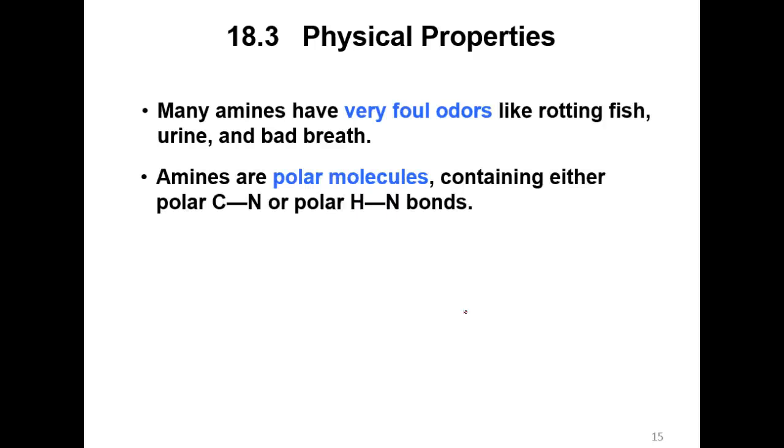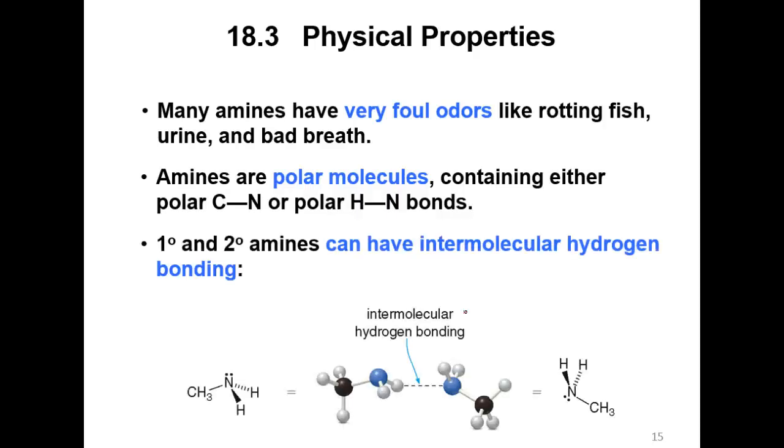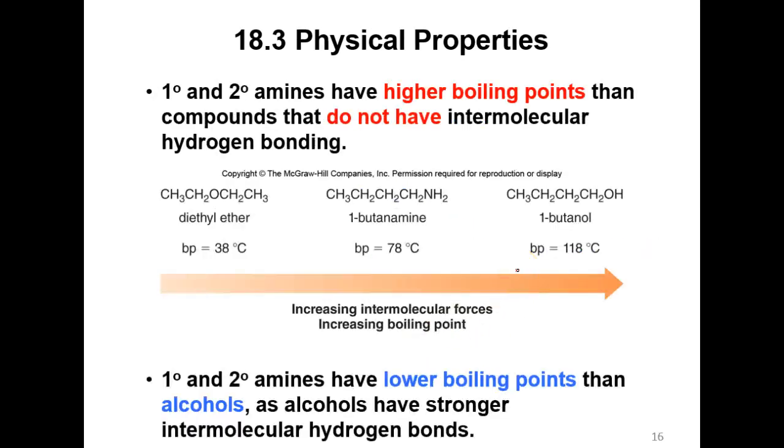Amines are polar because they contain a carbon, a nitrogen, and a hydrogen on the nitrogen. So you definitely have hydrogen bonding. Not as strong as if you had an oxygen, but you definitely have hydrogen bonding. So primary and secondary amines can have intermolecular hydrogen bonding. So because of that, the boiling points are relatively high, not as high as alcohols, but they're probably next in highest. All right, so primary and secondary amines have higher boiling points than compounds that do not.